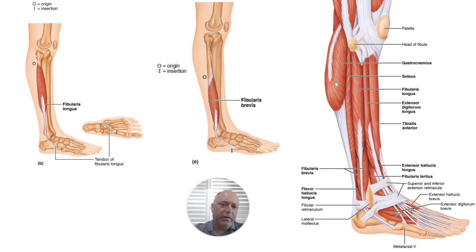We can see the posterior gastrocnemius. Under the gastrocnemius is the posterior soleus. Here we can also see the tibialis anterior in the anterior compartment. And in between, the extensor digitorum longus, fibularis longus, and fibularis brevis.